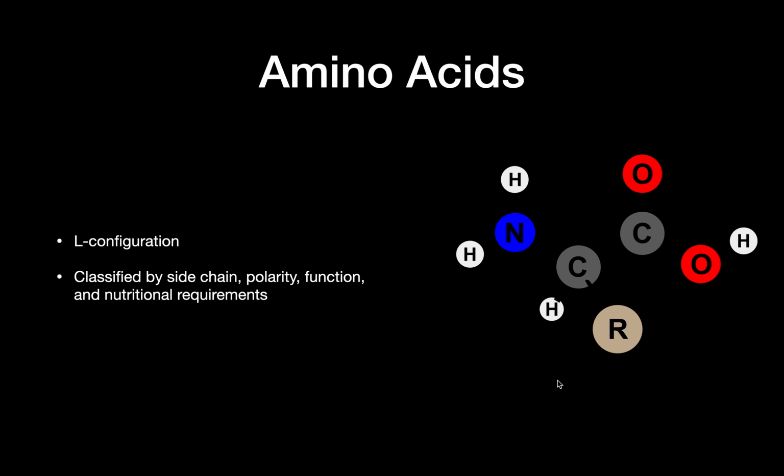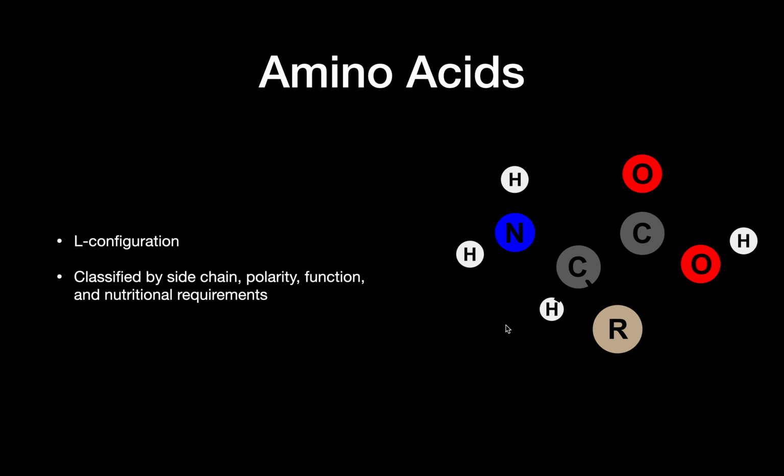Today we'll be starting with amino acids. So amino acids are chiral, and in mammals and in humans we use the L configuration. And in bacteria they have amino acids that are in the D configuration. L and D means that it's just the way that these amino acids rotate in plane polarized light.